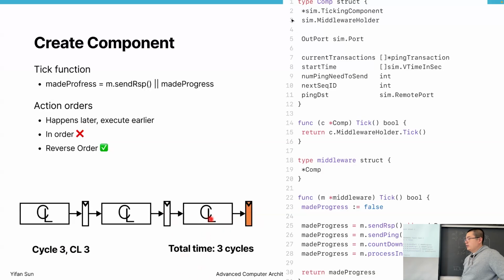So the total is 3 cycles. In real hardware, it will take 3 cycles, and in the simulator, it will also take 3 cycles. That's why we're intentionally implementing every stage in a reversed order. Okay? Comfortable with this design?